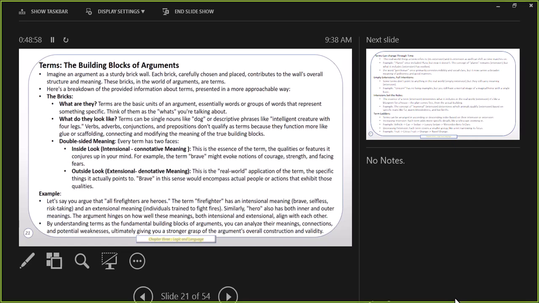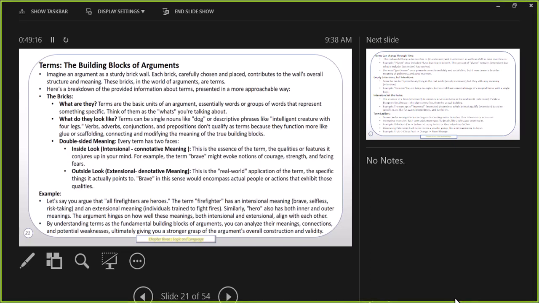What are terms? Terms are the basic unit of argument, essentially words or groups of words that present something specific. Think of terms as what you are talking about. They are names or descriptive phrases. What do they look like? Terms can be single nouns like dog, or descriptive phrases like intelligent creature with four legs.